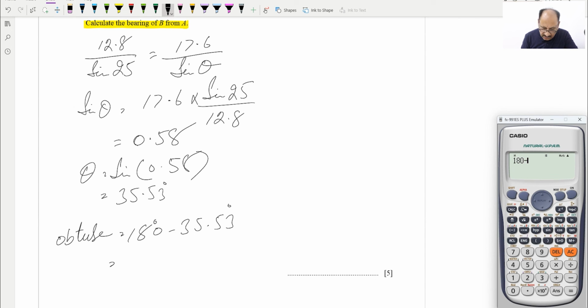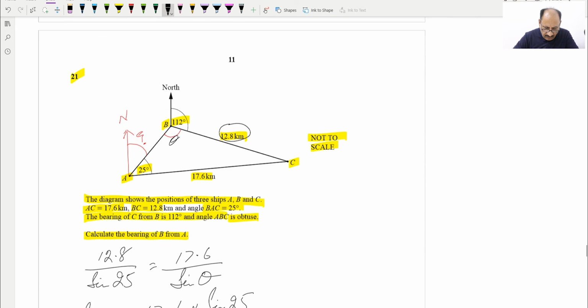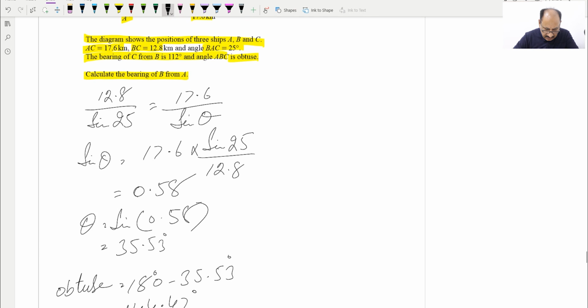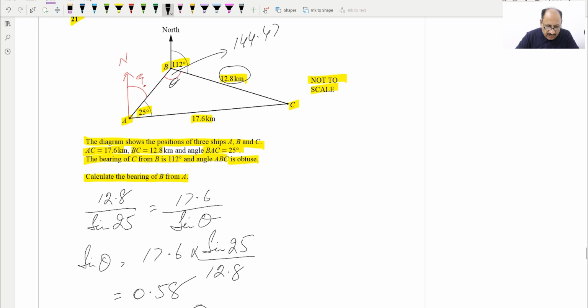180 minus 35.53 will give us 144.47 degrees. Now we got this angle as 144.47 degrees. Now 360 minus this angle, which angle we are looking for?